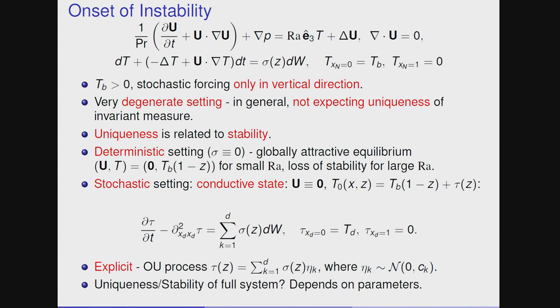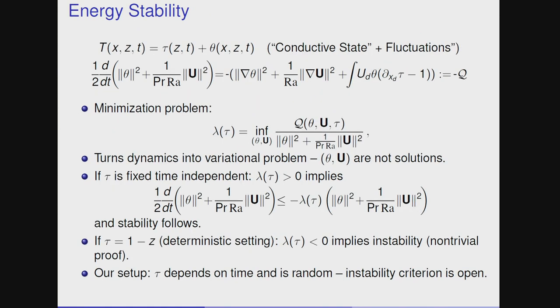In this situation, it's harder. But I'm interested in this case of thermal. All right, so what are people doing? We have one state. In order to assess stability, we just calculate the fluctuations. I'm going to decompose my temperature solution as the state that I know, that's my OU process, plus some fluctuations.